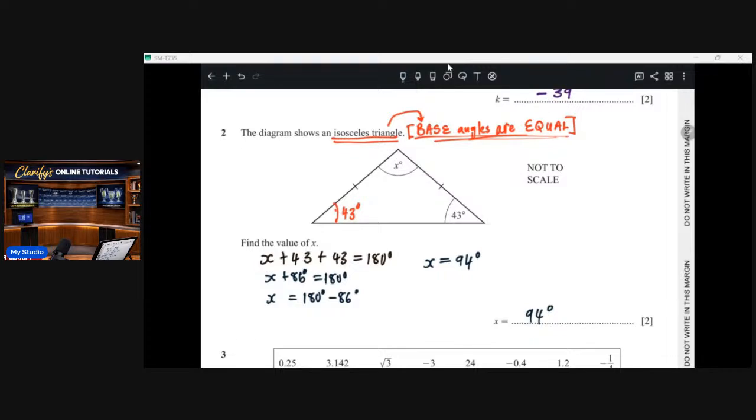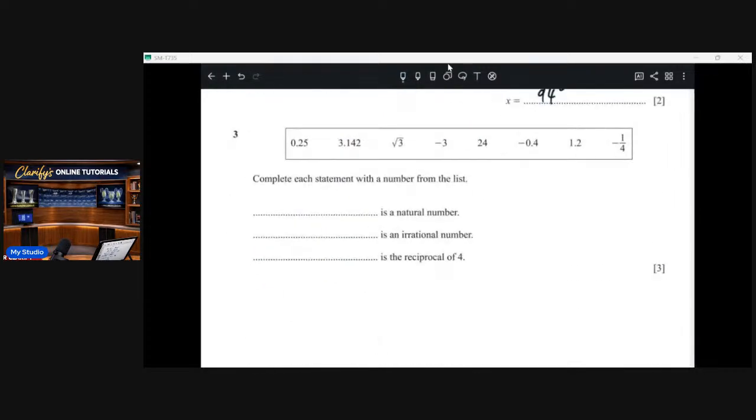You have found x. Now you can go down here. Complete each statement. They are asking you now to just check. Give us a natural number. To know these questions they're asking you, it is from topic 1, which is types of numbers. You learn about all the types of numbers in topic number 1.